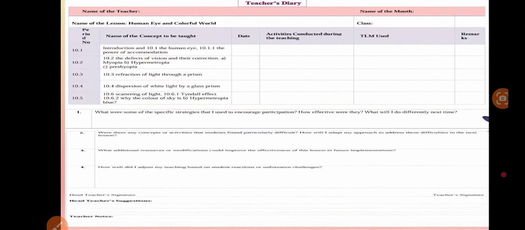After the teaching learning transaction, we have to complete the teacher diary at the end of the chapter. Then what is the date, what are the activities you performed, and what is the TLM you have used in the particular period, and some open-ended questions under that, teacher signature, HM signature, and the teacher notes to reflect. They can write some notes in that particular area.